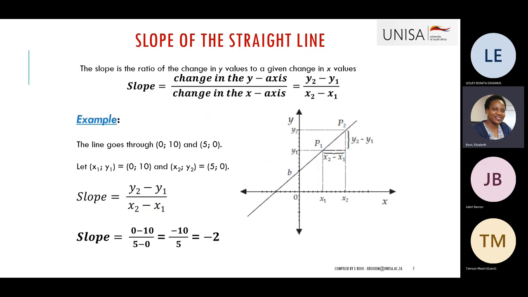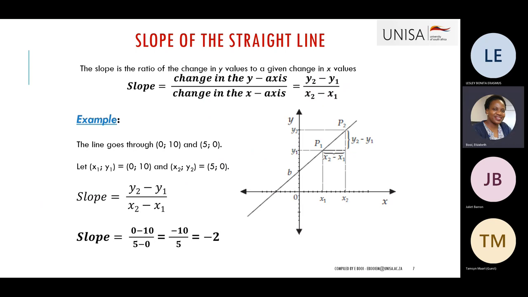And the slope is just the ratio of the change in the values of your y values to the change in the values of your x values. So we're going to take your point one y value and your point two y value and find the difference, and also the point one x value and the point two x value, and take the difference of the two. So how do we define it? The formula is y2 minus y1 over x2 minus x1.